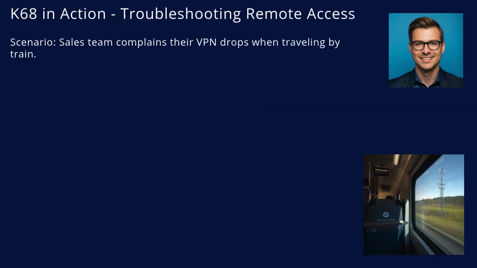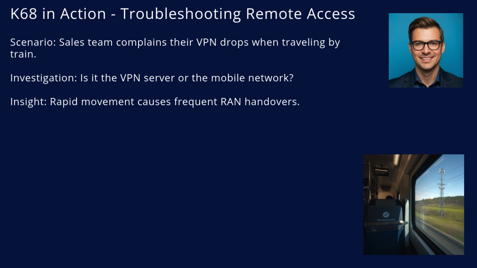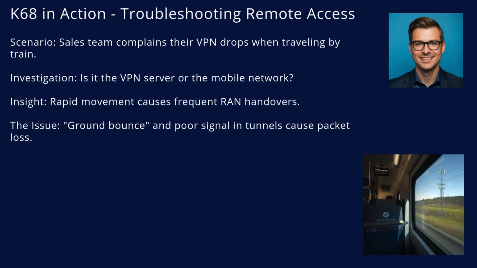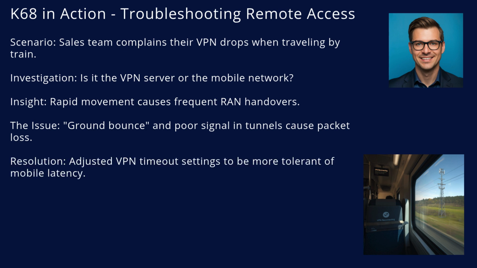How do you use this at work? Imagine your sales team complains that their VPN drops constantly when they are working on the train. You might blame the VPN server, but understanding K68 helps you see the real issue. Trains move fast. This forces the RAN to perform rapid handovers between towers. Tunnels and cuttings cause interference and ground bounce. You realize the issue is the physical limitations of the mobile network causing brief packet loss. You can't move the cell towers, but you can configure your VPN software to be more tolerant of these brief dropouts, increasing the timeout value so the connection stays alive during the handover.